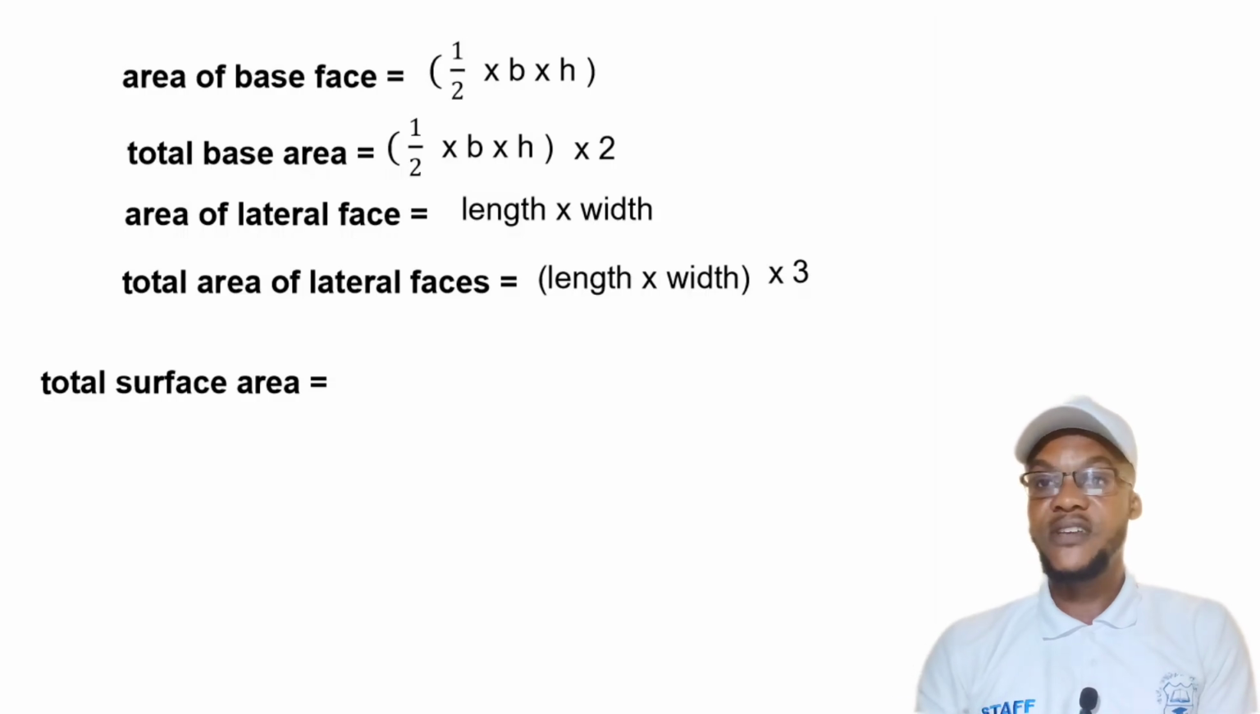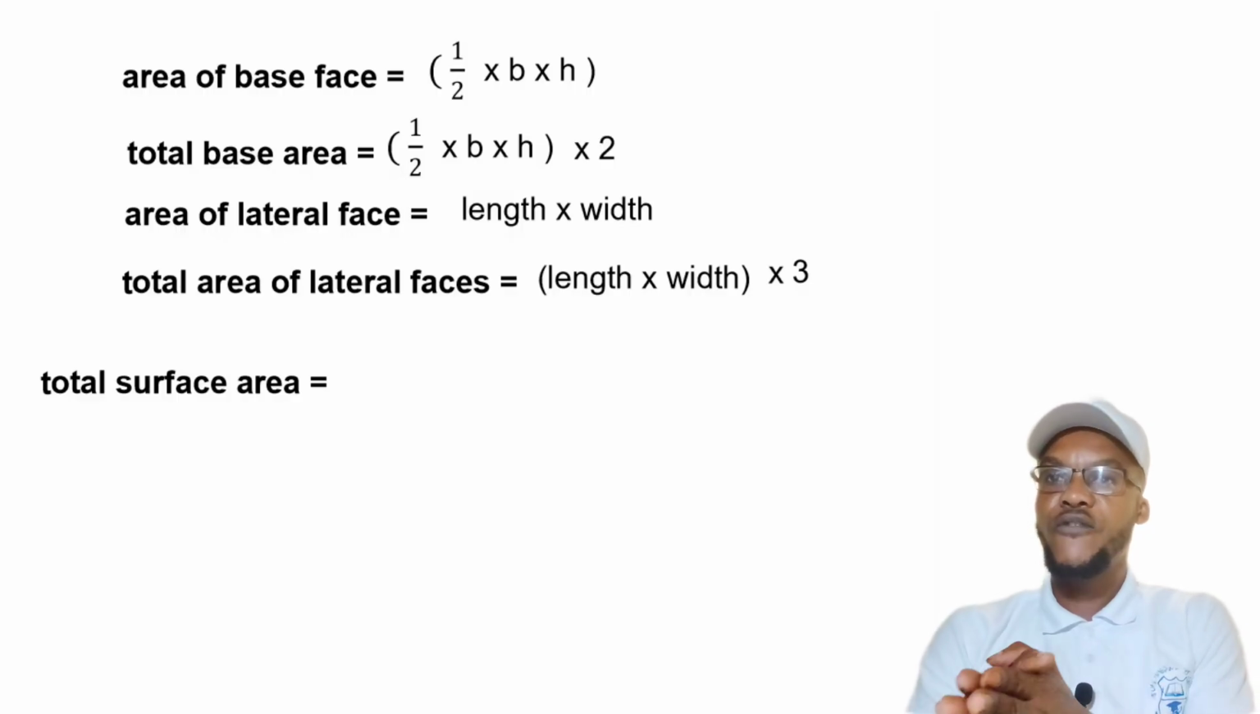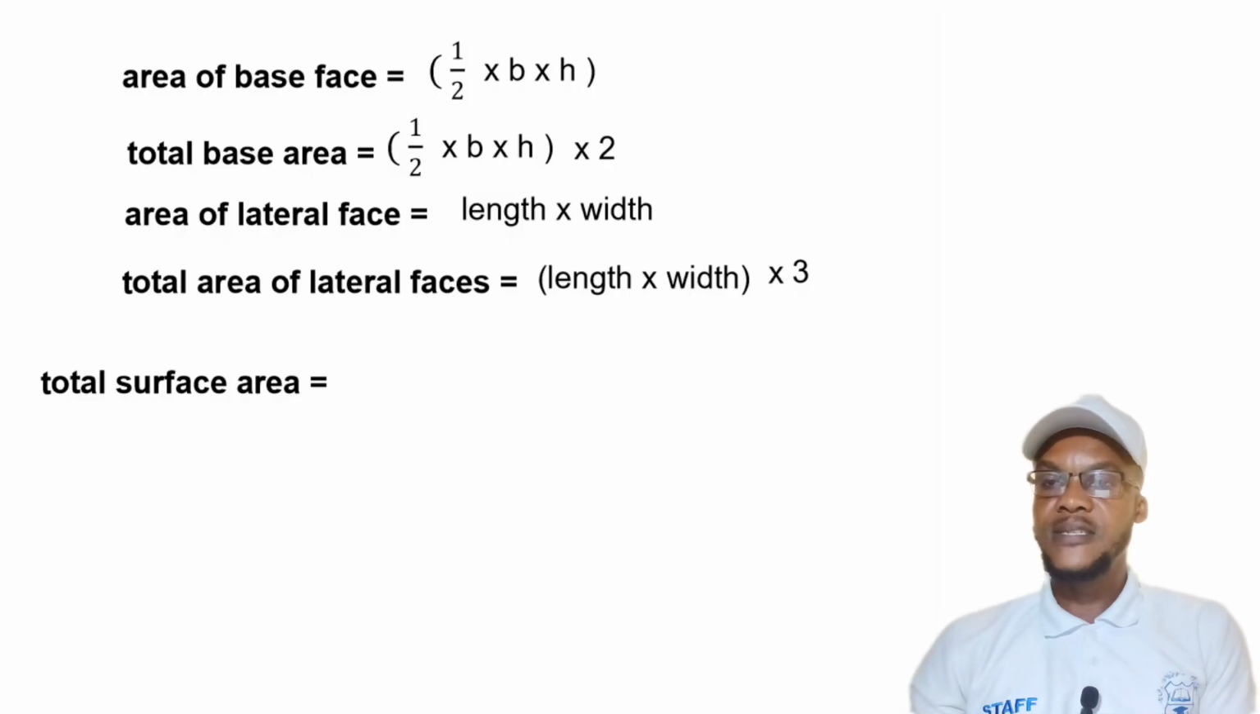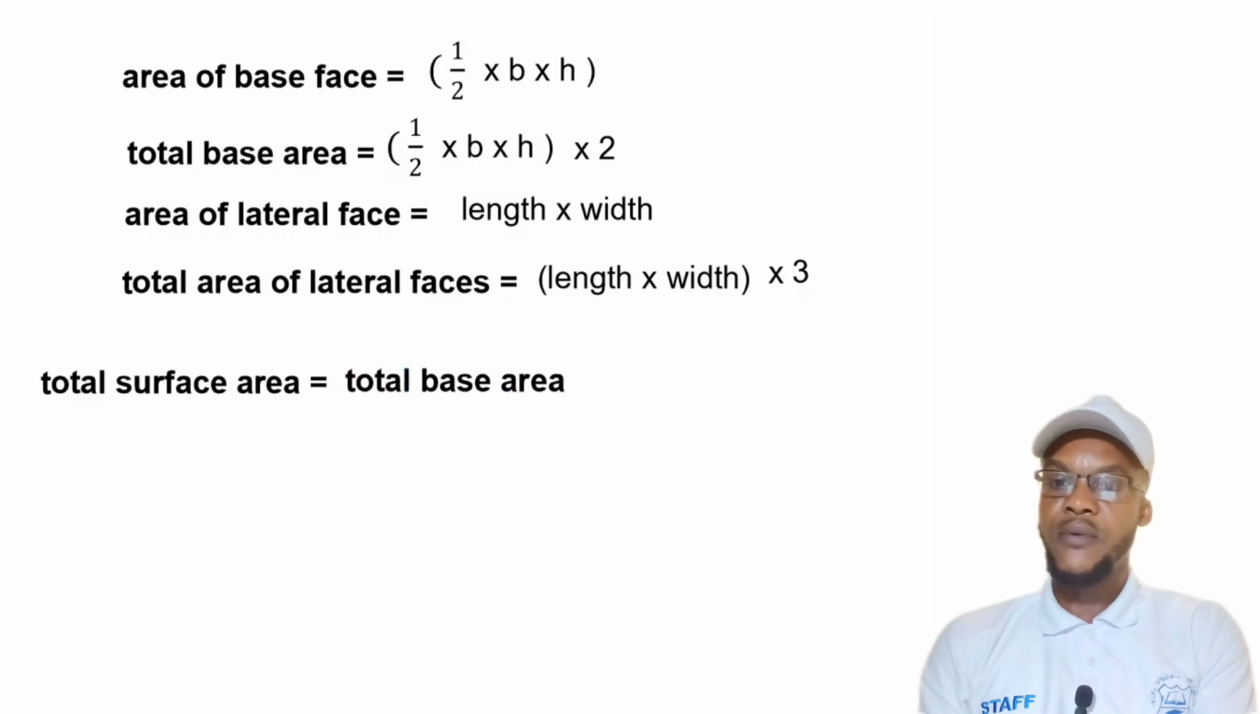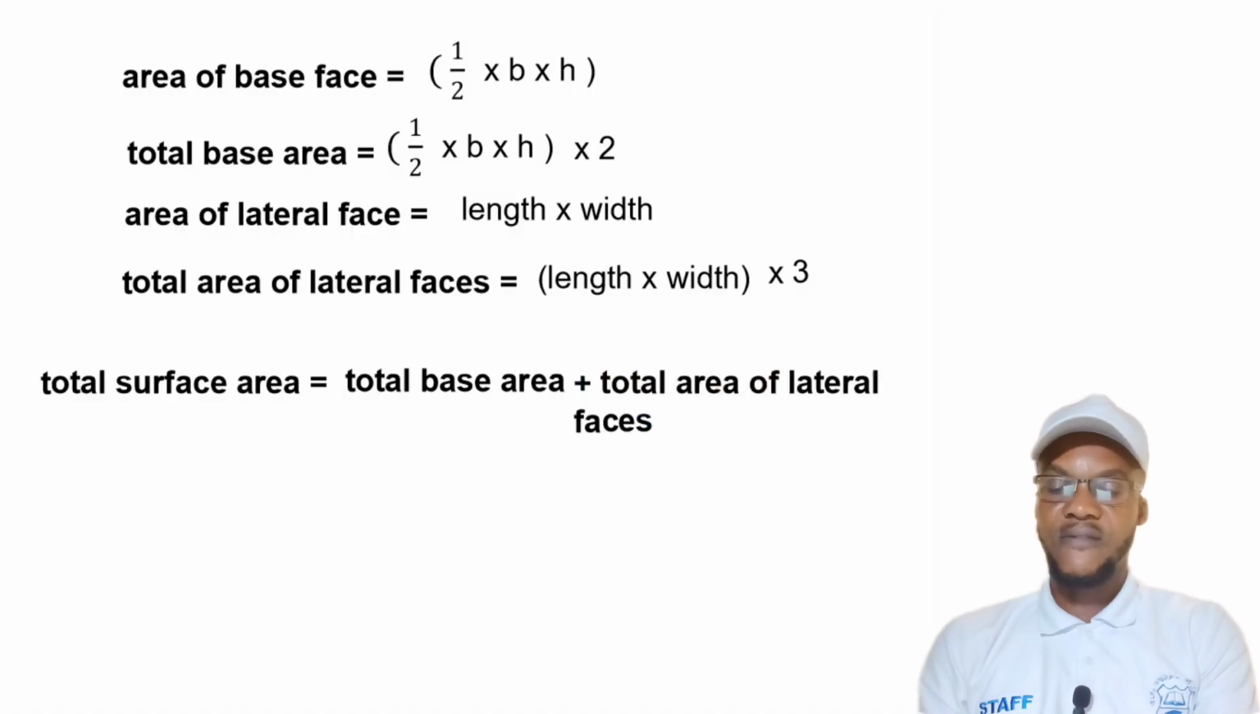So whatever prism is given to you, to find the total surface area, all you need to do is find the area of the two base faces. Then you find the area of the lateral faces depending on the type of prism you have. Then you add all of them together, and that gives you what? The total surface area. So in this case, we've already calculated the base area, which is that, and we also have the area of the lateral faces. So it's just a matter of adding them together. Very, very easy. All right.